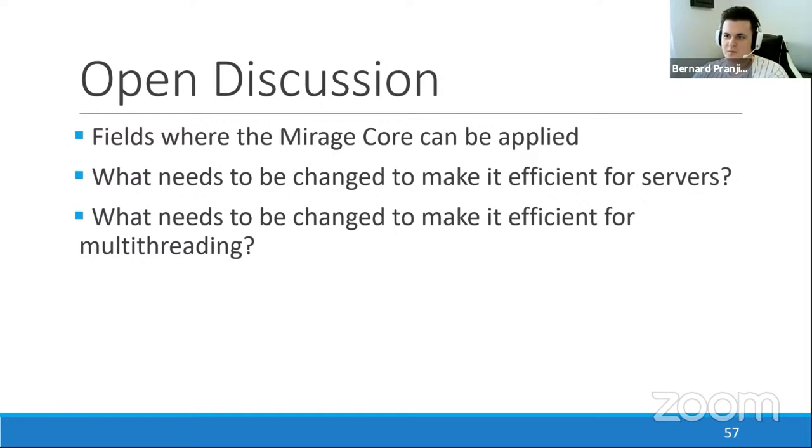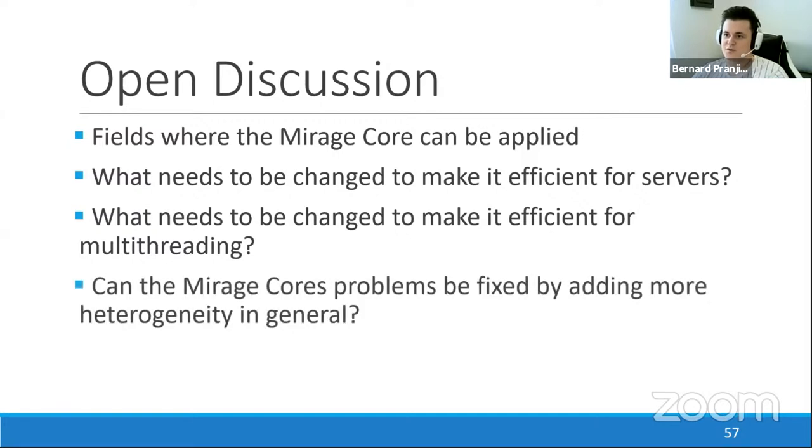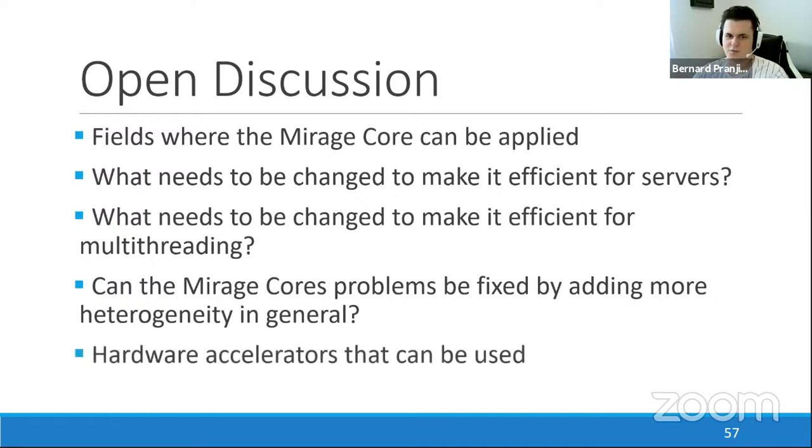Okay, let's move to the next point. Can the Mirage Cores' problems be fixed by adding more heterogeneity in general? And I'll actually combine this with the last discussion point, hardware accelerators that can be used, so that you guys might get some ideas.